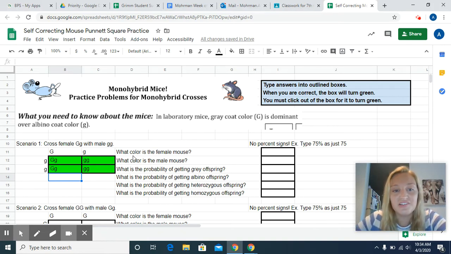The first question in the scenario is, what color is the female mouse? If we go back to our scenario, our female mouse has a big G, little g genotype, which we know is a heterozygous genotype.